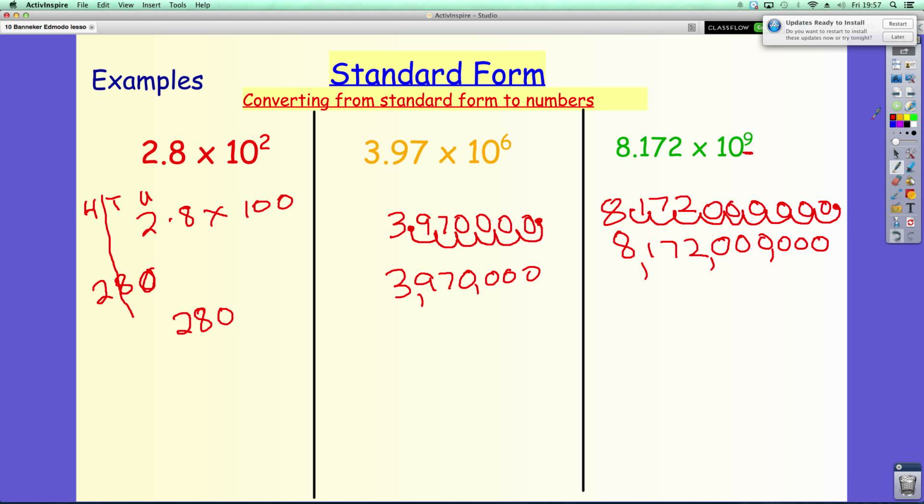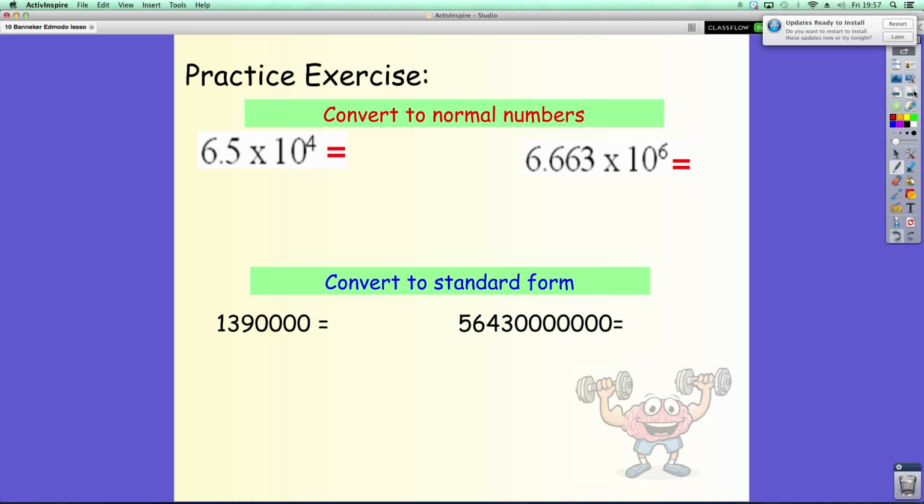Okay, here are some questions for you to have a go at. 2 on each. Just have a go and we'll have a look at it when you get into school.